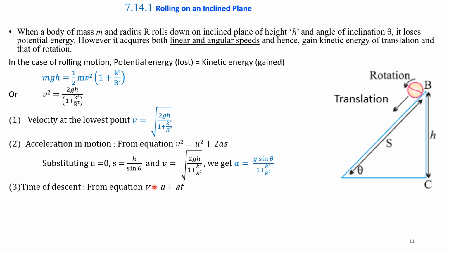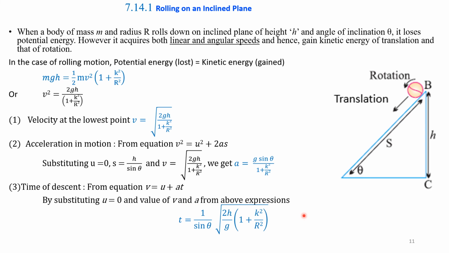And we can also obtain the equation for time from the equation v = u + at. By substituting u = 0 and the values of v and a from the above expressions, we can write t = 1 over sin theta times the square root of 2h/g (1 + k²/R²). This you please obtain by writing the values of v and a from the previous equations.